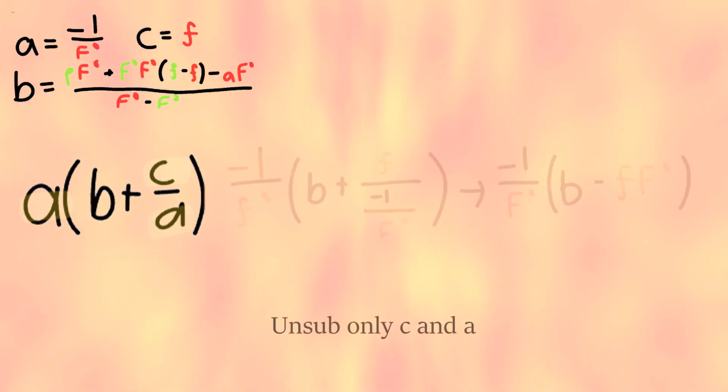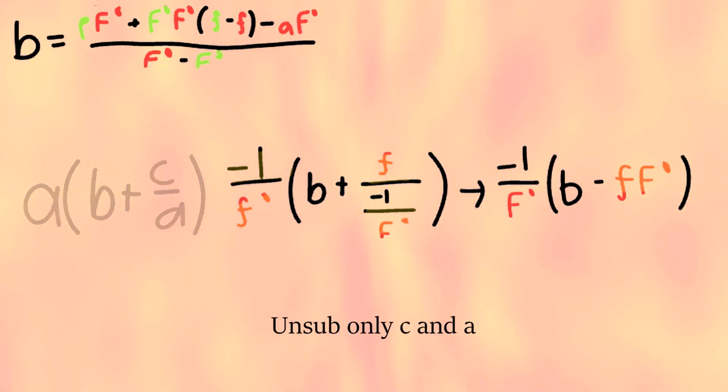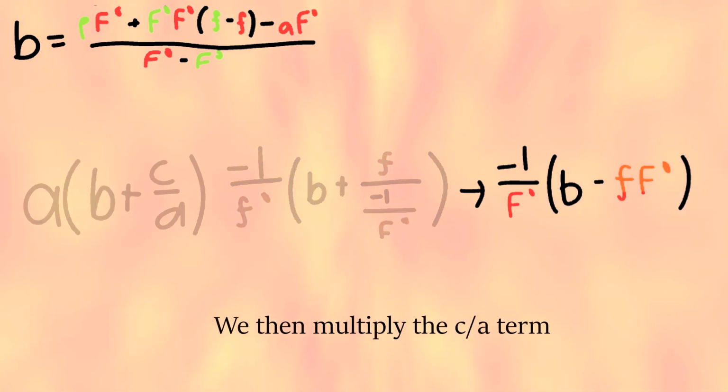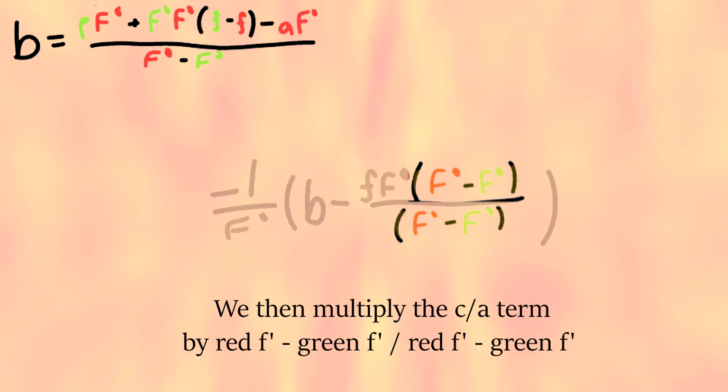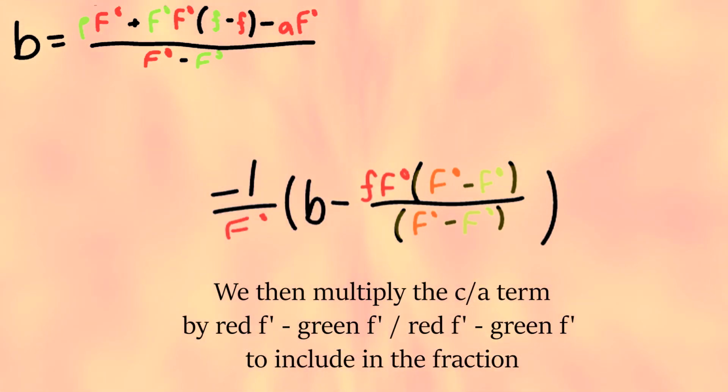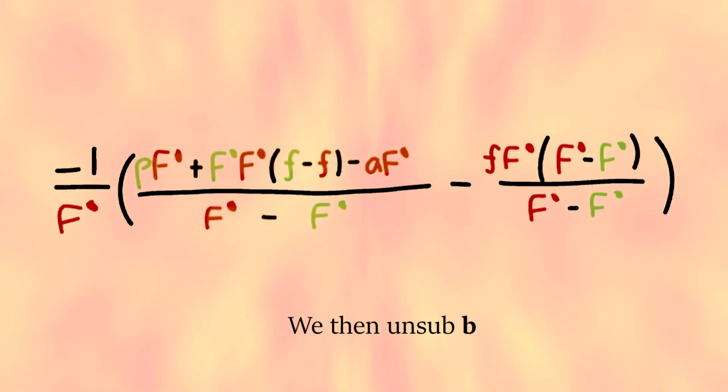Alright, after we unsubstitute c and a but not b, we then multiply the c over a variable by (f prime apple minus f prime pair) all over (f prime apple minus f prime pair) to include it in the fraction. We then unsub b.